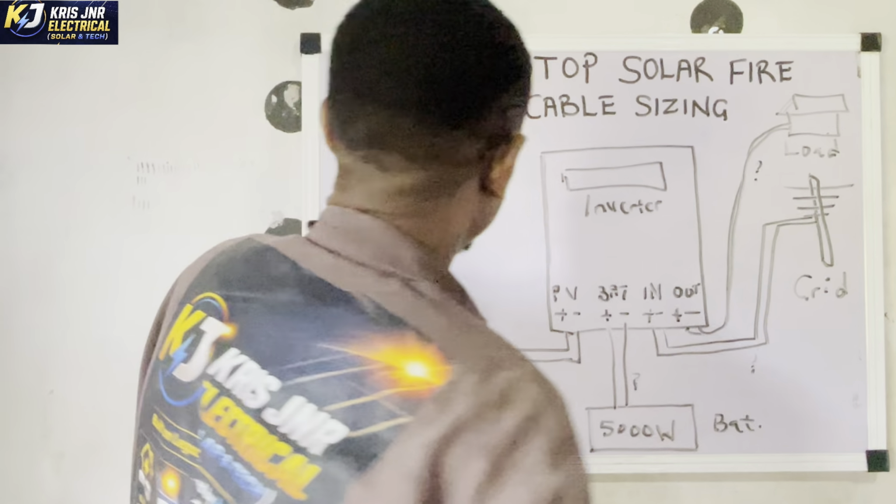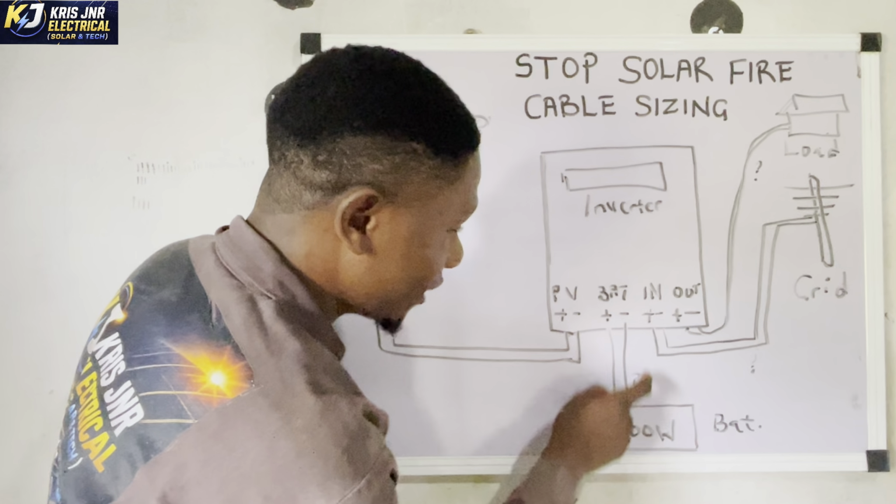Okay, so that is the inverter. This is the inverter. This is the section, the grid, the load, and all that. Now what we're going to do, we're going to calculate the power. Let's start from the battery. So the current is flowing from the battery to the inverter, but we don't know the amount of current that is flowing from here to the inverter.